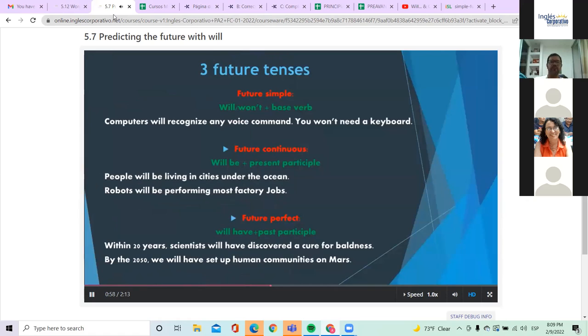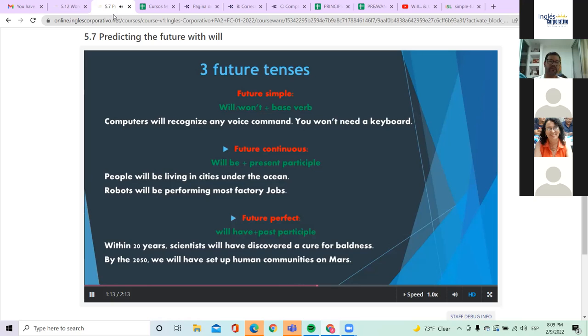There are many ways to describe the future in English. This time, we will go over three future tenses. Number one, will, won't, plus base verb. Computers will recognize any voice command. You won't need a keyboard.